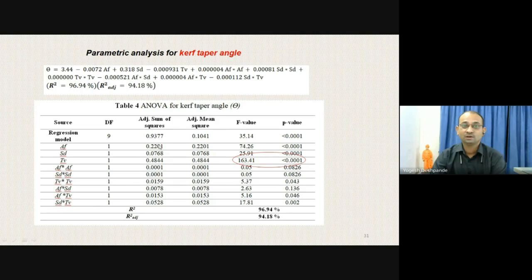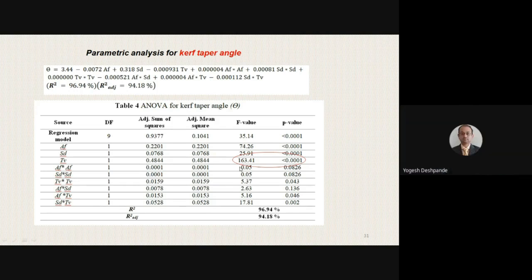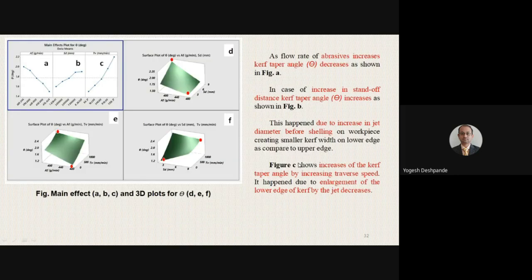Secondly, the analysis of cone angle, the curve taper angle theta, is carried out. Here also, travel speed is the most significant factor. By increasing the flow rate, the theta value decreases. Similarly, by increasing standoff distance and travel speed, the theta value increases. Looking at the interaction plot, it is noticed that a high value of theta occurs at low flow rate and high standoff distance.